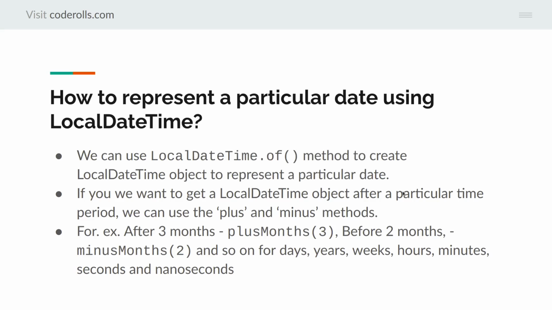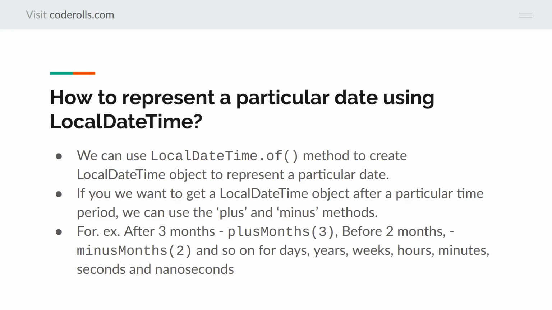Hey, welcome back. In the previous video, we have seen how we can get the current system date time using the LocalDateTime class. We know that we can use the now method to get the current system date and current system time. But if I want to represent a particular date, how can I do that? Let's say I want to represent 20th May of 2000 using LocalDateTime. So how can we do that?